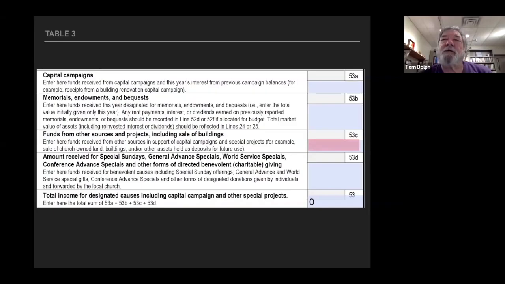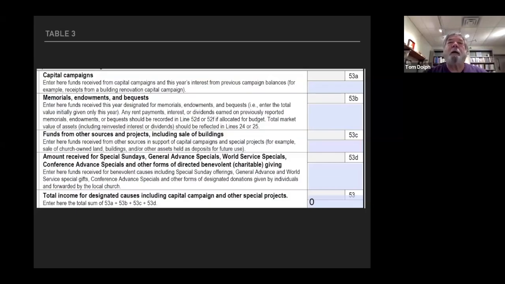Other sources, in most cases, is where insurance proceeds go. If you received money, again, from an insurance company, this is where it would go. PPP or other of those stimulus funds would go here. Sale of buildings that you put into a long-term fund goes here. Anything that doesn't fall into one of these other categories and is for a long-term designated purpose goes on this line.